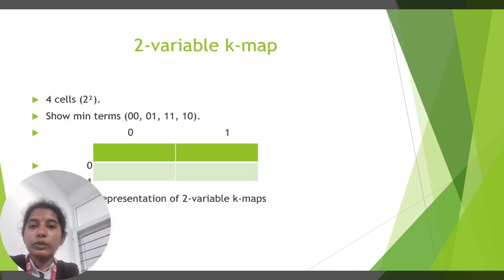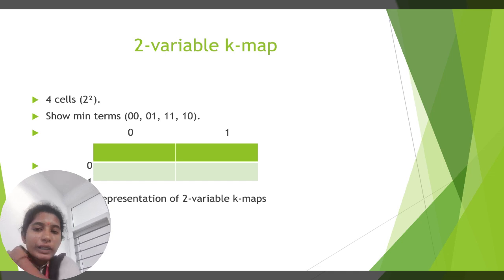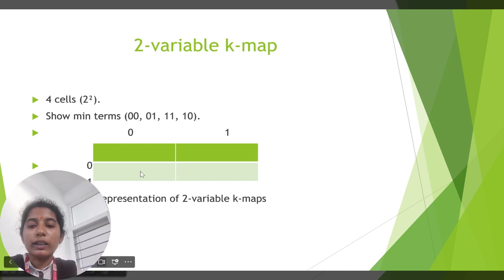In a two variable K-map, it contains 4 cells. It is represented by two squares. The row and the column are labeled 0 and 1. The first cell represents the 0th value, the second cell represents the first value, 10 represents the second value, and 11 represents the third value. This is the representation of two variable K-maps.